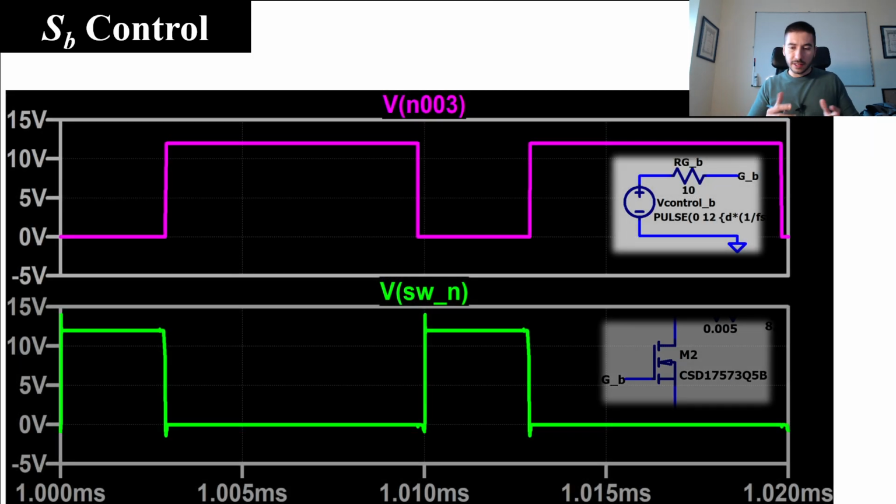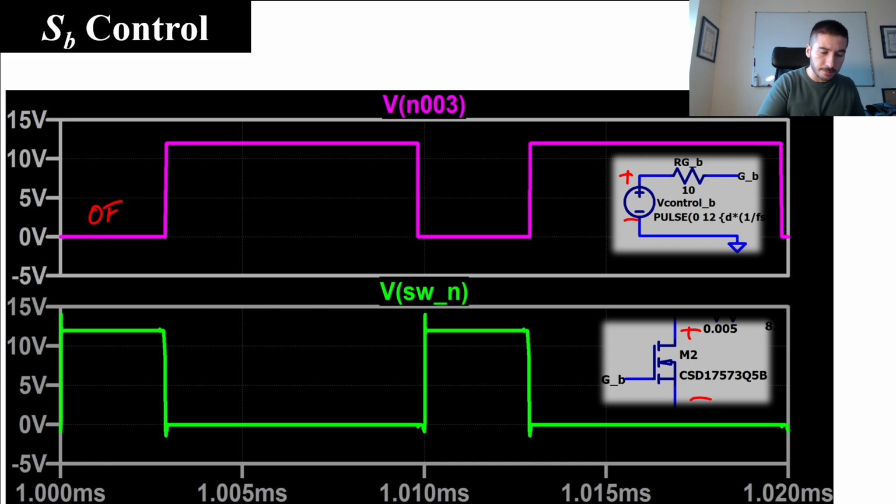Okay, let's do the same for the second MOSFET. Here you have the control signal of the second MOSFET. Here you have the voltage across that MOSFET. Here the MOSFET should be off. As you can see, it's an open circuit that is blocking the input voltage. Here the MOSFET must be on. As you can see, the voltage is close to 0, so we know that it's working as a small resistor.